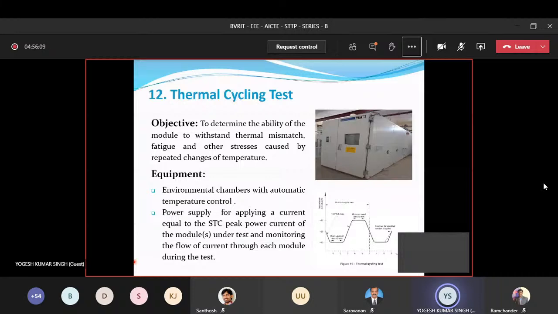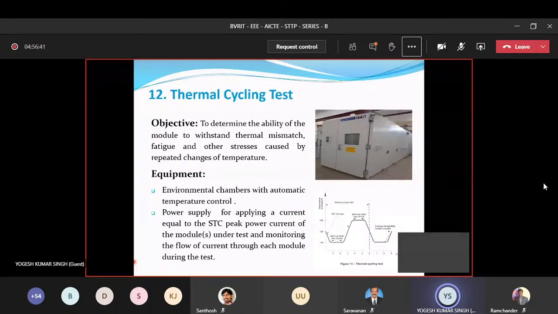So that's why thermal cycling is required, and it is important for the analysis of the system, and with the help of that you can define a proper study on the module. Now another test is the humidity freeze test, which determines the ability of the module to withstand the effect of high temperature and humidity followed by sub-zero temperature.